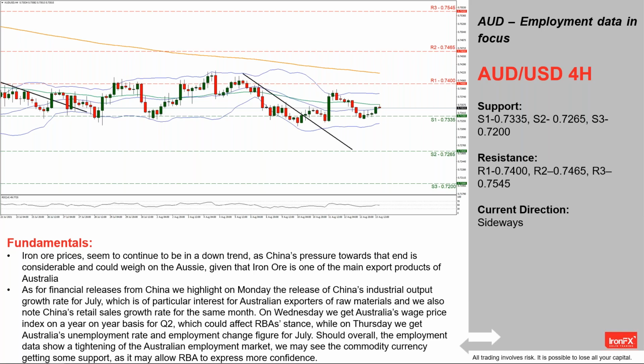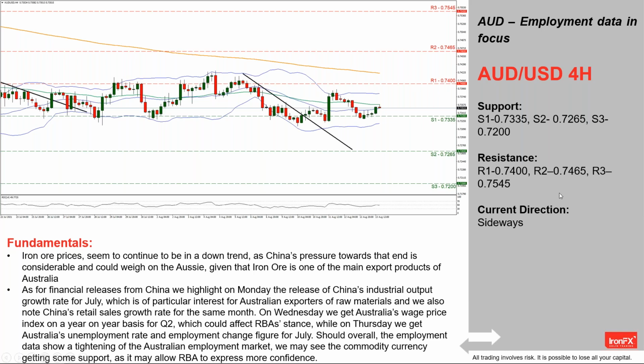which is of particular interest for Australian exporters of raw materials, and we also note China's retail sales growth rate for the same month. On Wednesday, we get Australia's wage price index on a year-on-year basis for Q2, which could affect RBA's stance, while on Thursday, we get Australia's unemployment rate and employment change figure for July. Should overall the employment data show a tightening of the Australian employment market, we may see the commodity currency getting some support, as it may allow RBA to express more confidence.